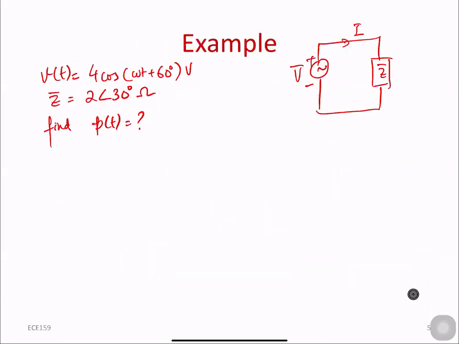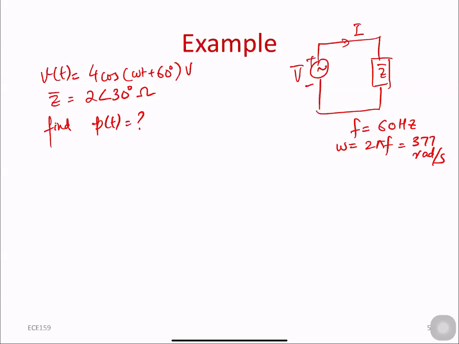What is the frequency? Because we need frequency for calculating the angular frequency. So frequency should be given to you, which is 60 hertz. So omega is going to be 2 pi f, which is going to be 377 radians per second, which is the unit for the angular frequency.